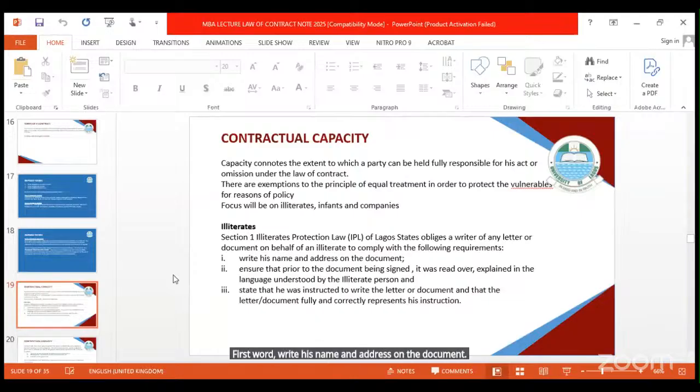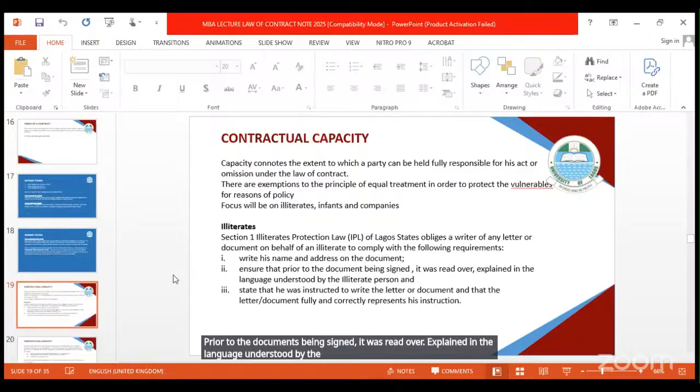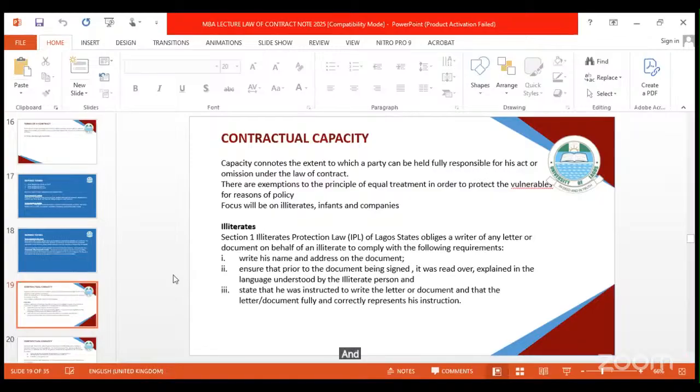Second, ensure that prior to the document being signed, it was read over and explained in the language understood by the illiterate person, and state that he instructed you to write the letter or document, and that the letter or document fully and correctly represents his instruction. Exactly. So these are requirements of law.